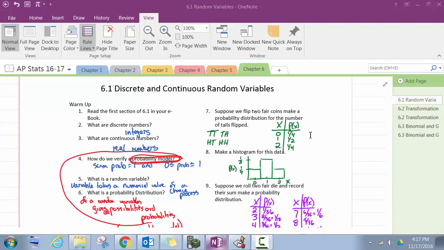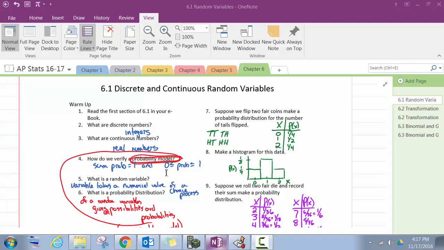Alright, here's 6.1, discrete and continuous random variables. So we'll start with the warm-ups. What are discrete numbers? Well, they're integers. They're whole numbers that are negative, positive, and zero. What are continuous numbers? Real numbers. Decimals, fractions, repeating decimals, irrational numbers, everything except for complex numbers.